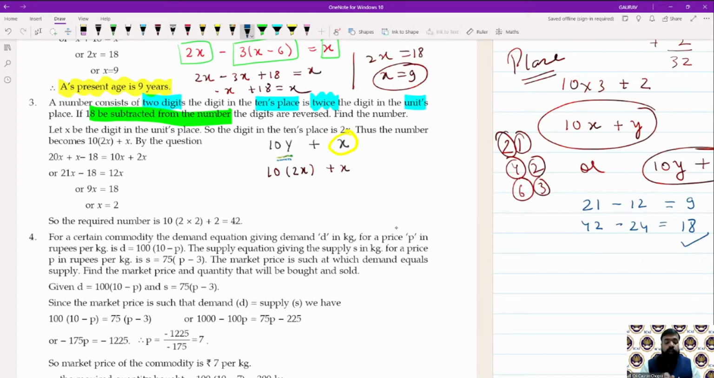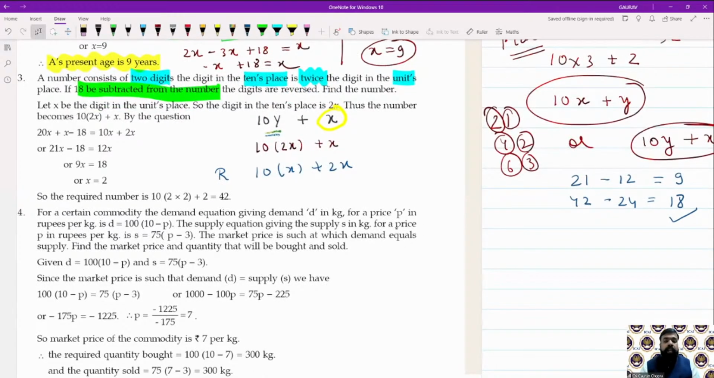Okay, so from the equation how to solve, the first number is 10 into 2x plus x. On reversing, the number will be 10 into x plus 2x. Now if we have to find the difference, then the result is 18.